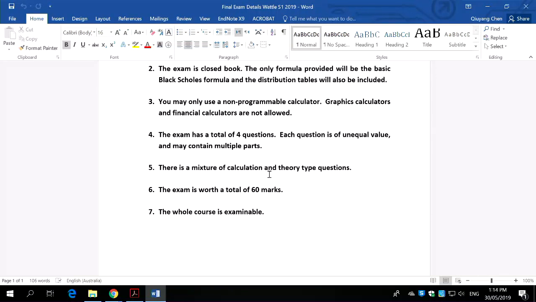So if you did better in the mid-semester test, then your mid-semester test would account for 25% of your overall assessment, and this exam would only account for 60%. Does that make sense?